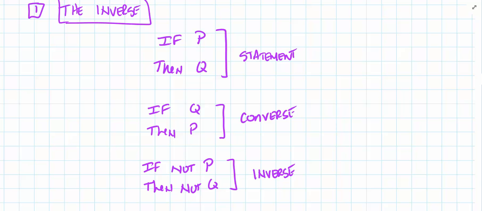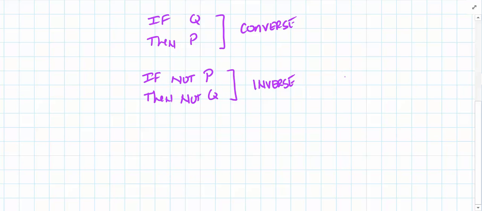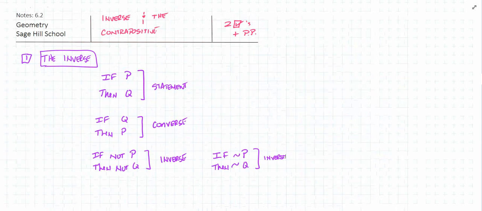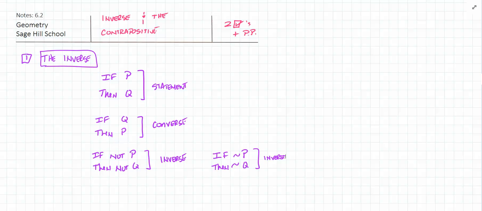There's a shorthand way that we could write this. If you put a little tiny tilde in front of the P, that means not P. Then this means not Q. And that's how we're going to write inverse. So here's what we have so far. We have an original statement, if P then Q. We have a converse, if Q then P.